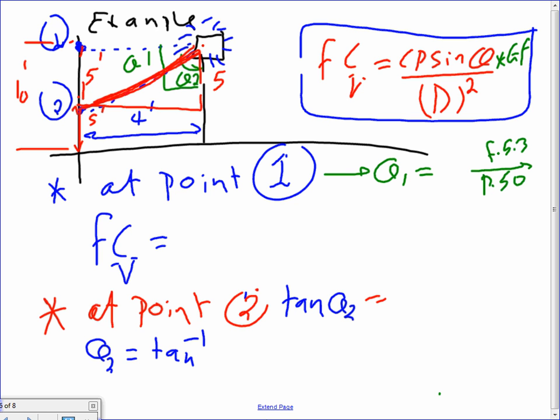Can I have thumbs up, chat, that this formula is for calculating on a wall? Okay, so what's the difference? The difference is you take the CP, the same thing, sine theta, divided by the distance squared.